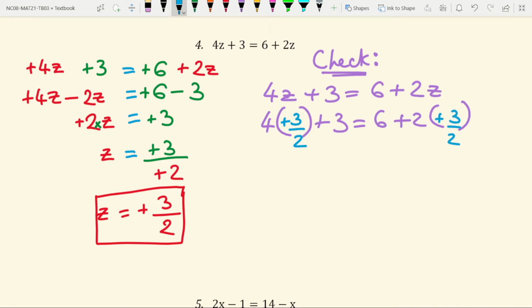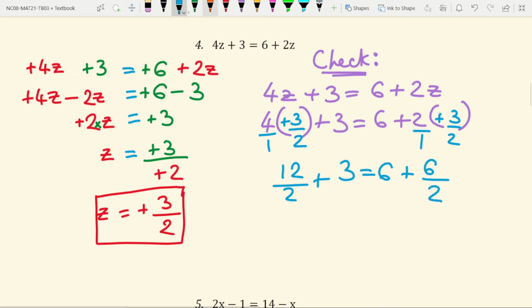In order to solve this, I have to convert this 4 into a fraction, because the value within the brackets is a fraction. So I will write 4 divided by 1, and fractions are multiplied by multiplying the numerators and the denominators. So 4 times 3 is 12, and 1 times 2 is 2, plus 3 is equal to 6 plus, and this one is a fraction, so I have to convert 2 into a fraction. 2 times 3 is 6, and 1 times 2 is 2.